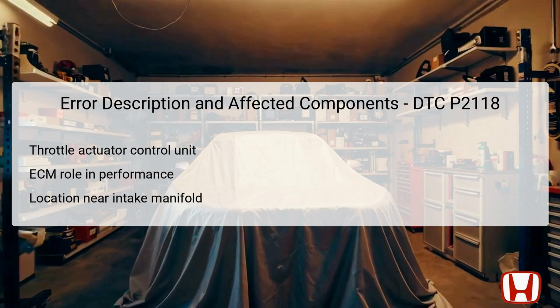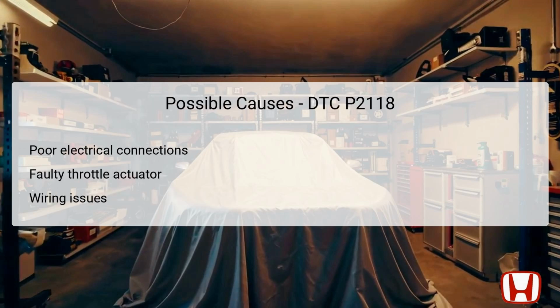Several potential causes can lead to the P2118 code being triggered. One primary culprit can be poor electrical connections at the throttle body or ECM, which can result in insufficient voltage or signals being sent between components. Additionally, a faulty throttle actuator can also cause performance issues, failing to respond adequately to commands from the ECM.